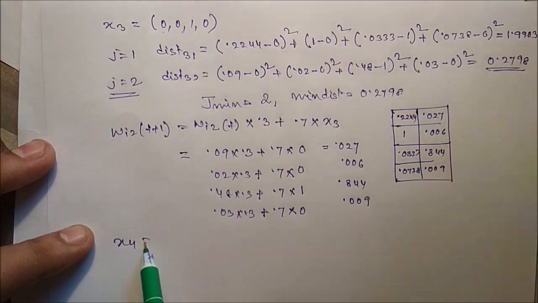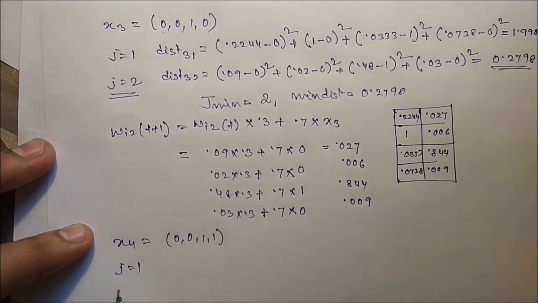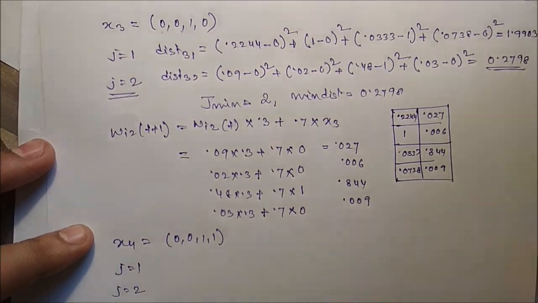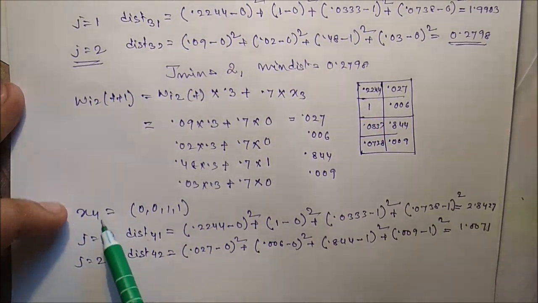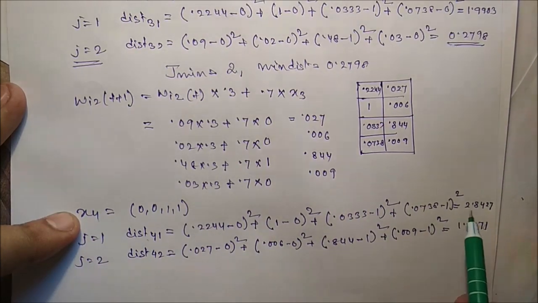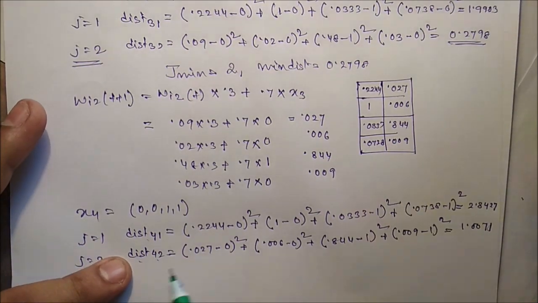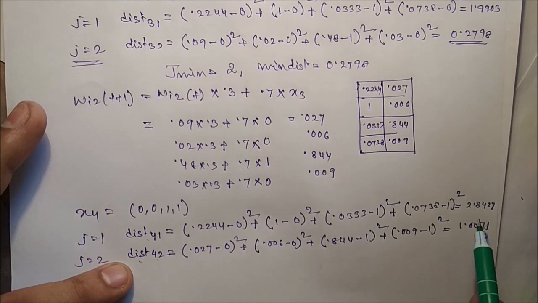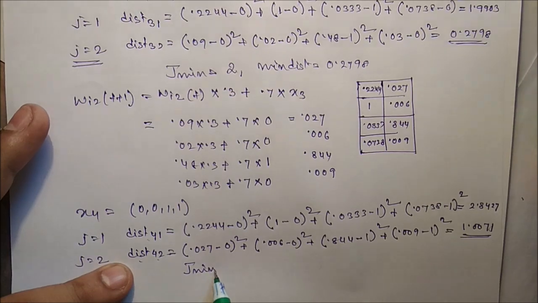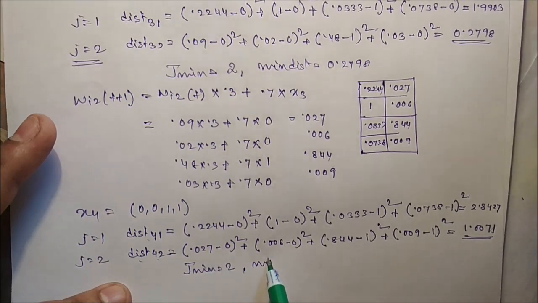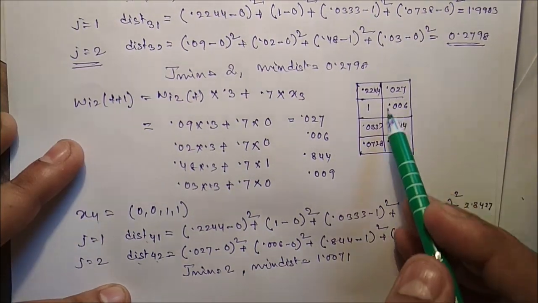Now the last data is 0011. If j is equal to 1 and if j is equal to 2, we have to calculate. For the first, if you calculate the distance of x4 with the first column, the answer is 2.8427, and the distance with the second cluster center, the answer is 1.007. So the nearest cluster center is what? The second one is the nearest cluster center when j is equal to 2, with minimum distance 1.0071. That means we have to update the second column.